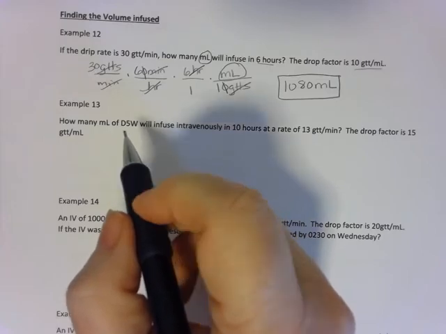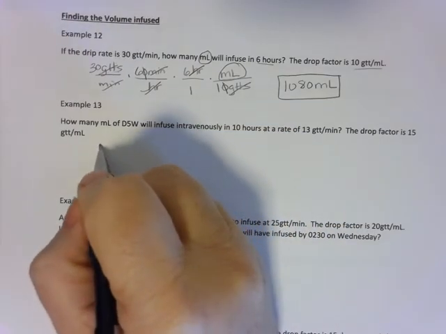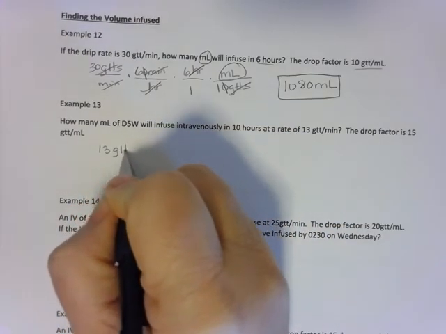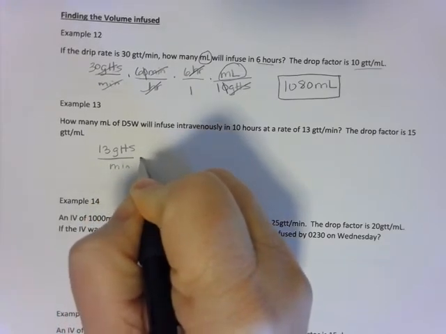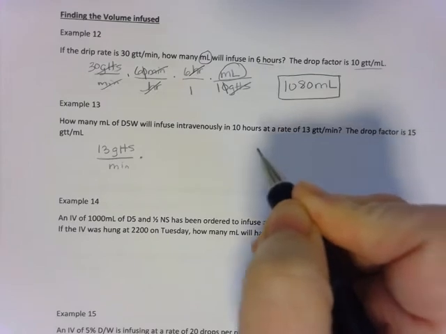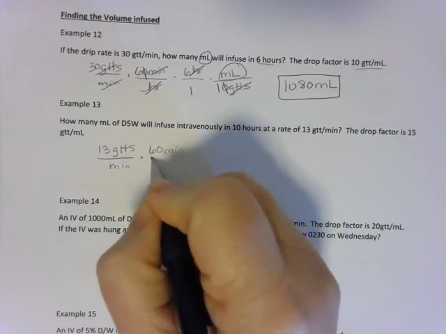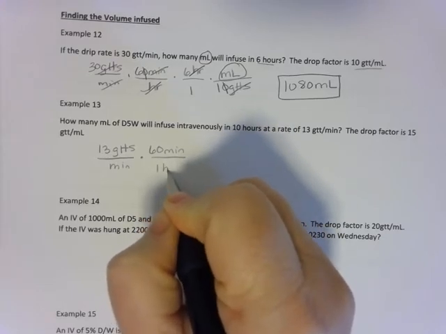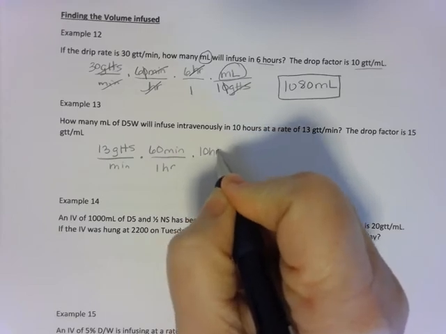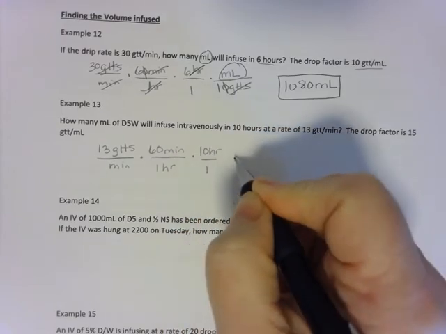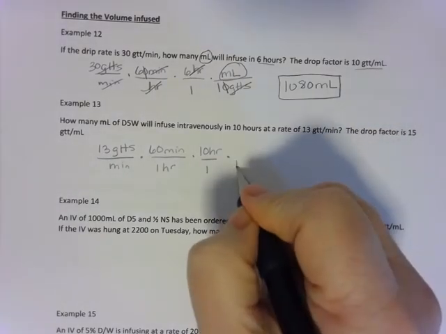How many mLs will infuse in 10 hours? So I have 13 drops per minute. I'm going to throw my conversion factor in again, 60 minutes in 1 hour. We have 10 hours. And again, my drop factor, 15 drops in the denominator.